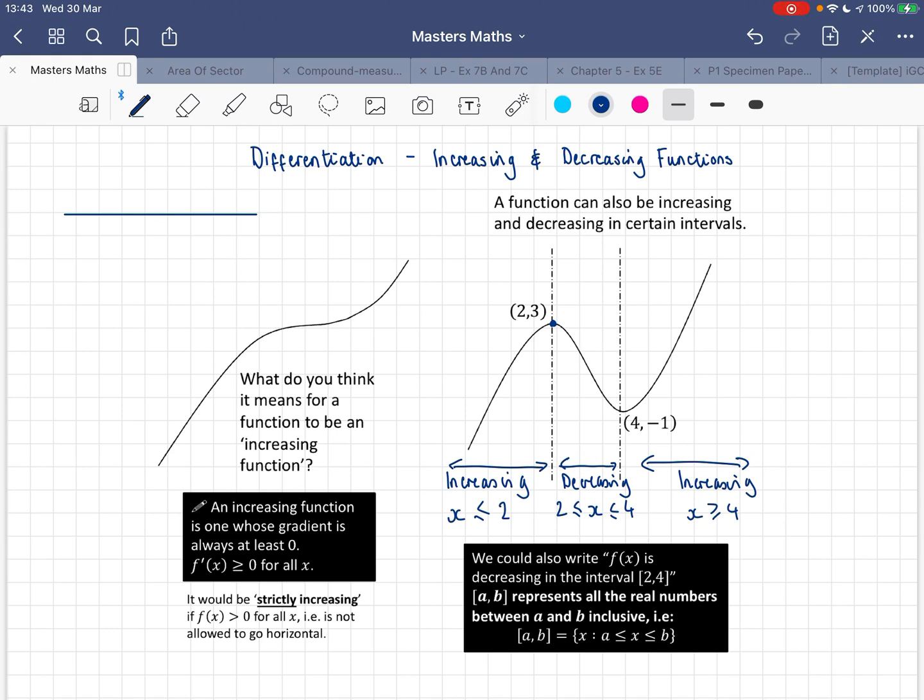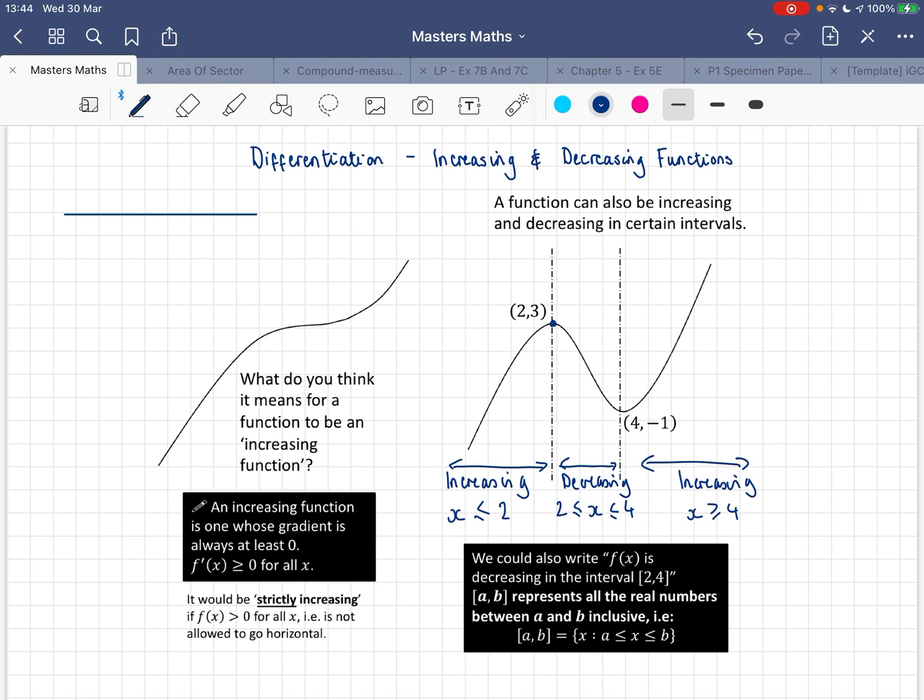So depending on the type of curve you are interested in, there could be parts of it which are increasing, parts of it which are decreasing, which leads to turning points and stationary points, which is what we're going to look at later on in this video.